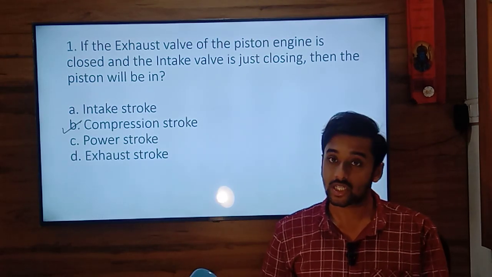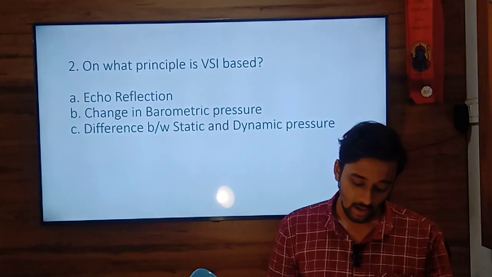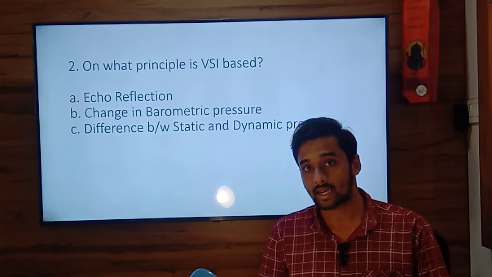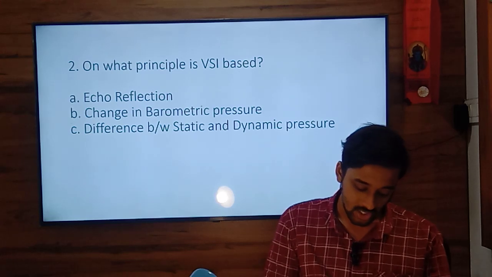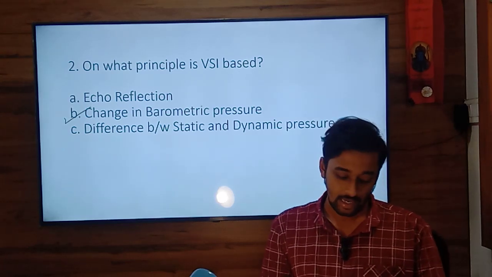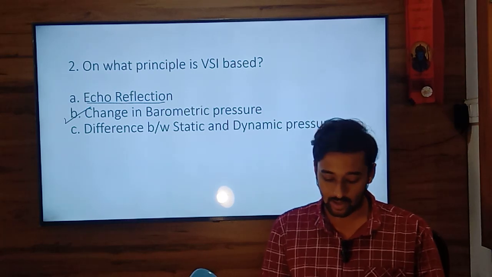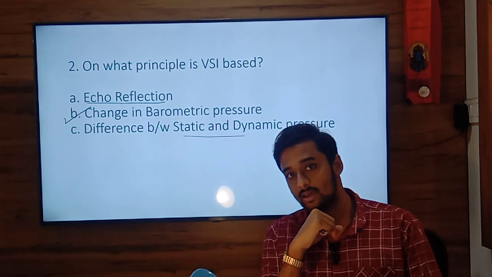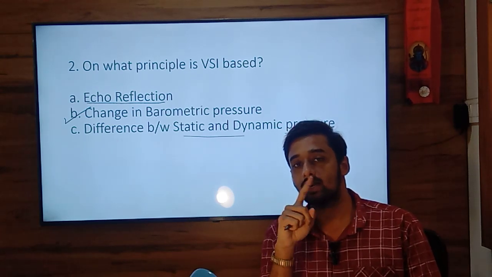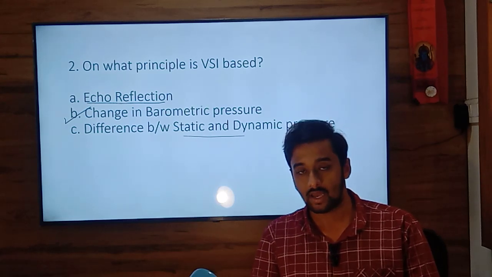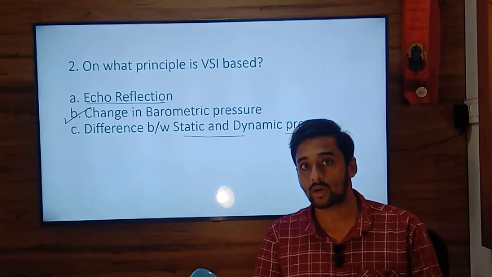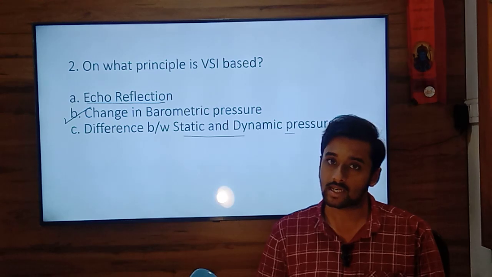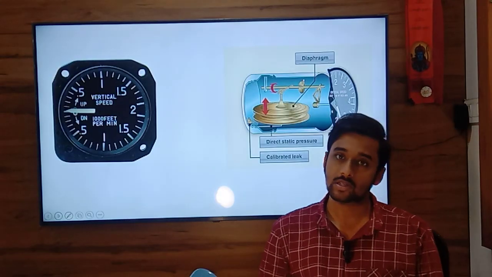Compression stroke. Next, on what principle is VSI based? Vertical speed indicator. So vertical speed indicator is based on the principle of change in barometric pressure. Echo reflection is primary radar, and static and dynamic is irrelevant. Actually, airspeed indicator is that instrument in which dynamic pressure comes. An airspeed indicator works on the principle of total pressure minus static pressure equals dynamic pressure. So option C is irrelevant in this case, and even in the case of ASI.